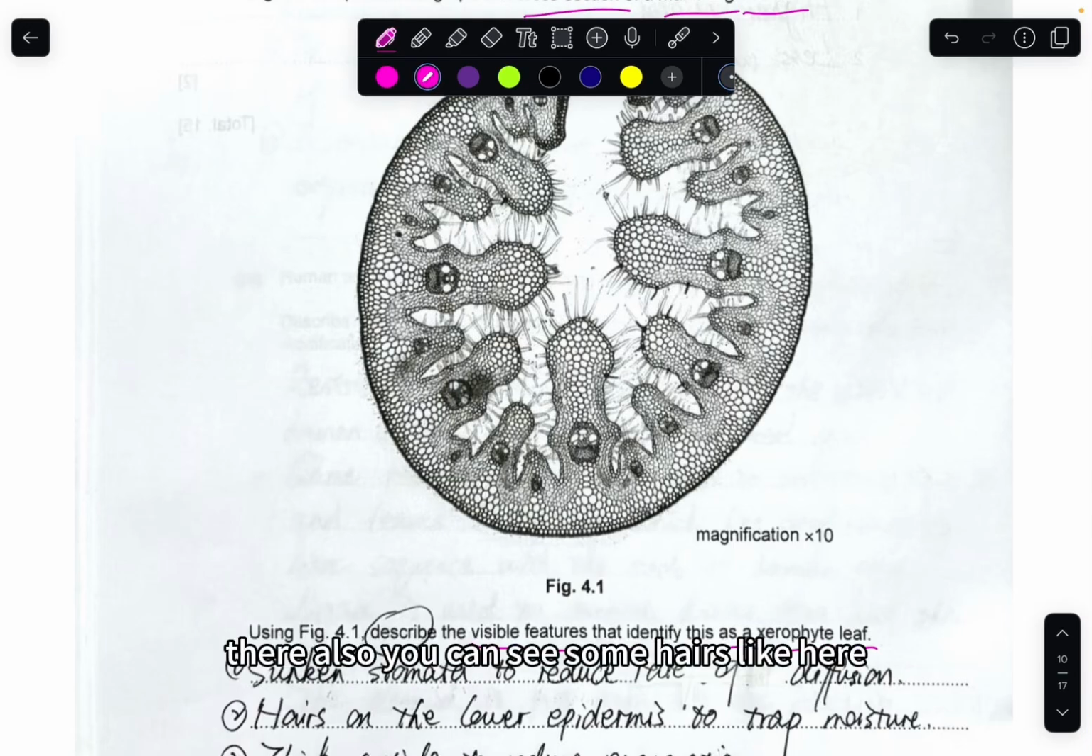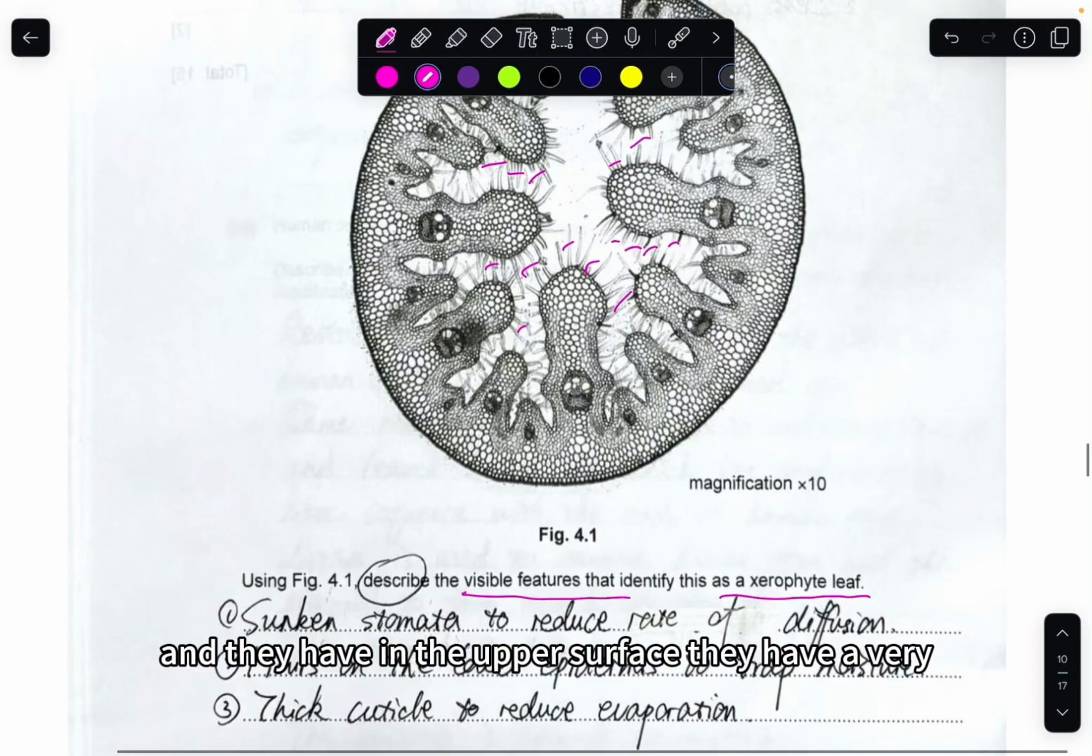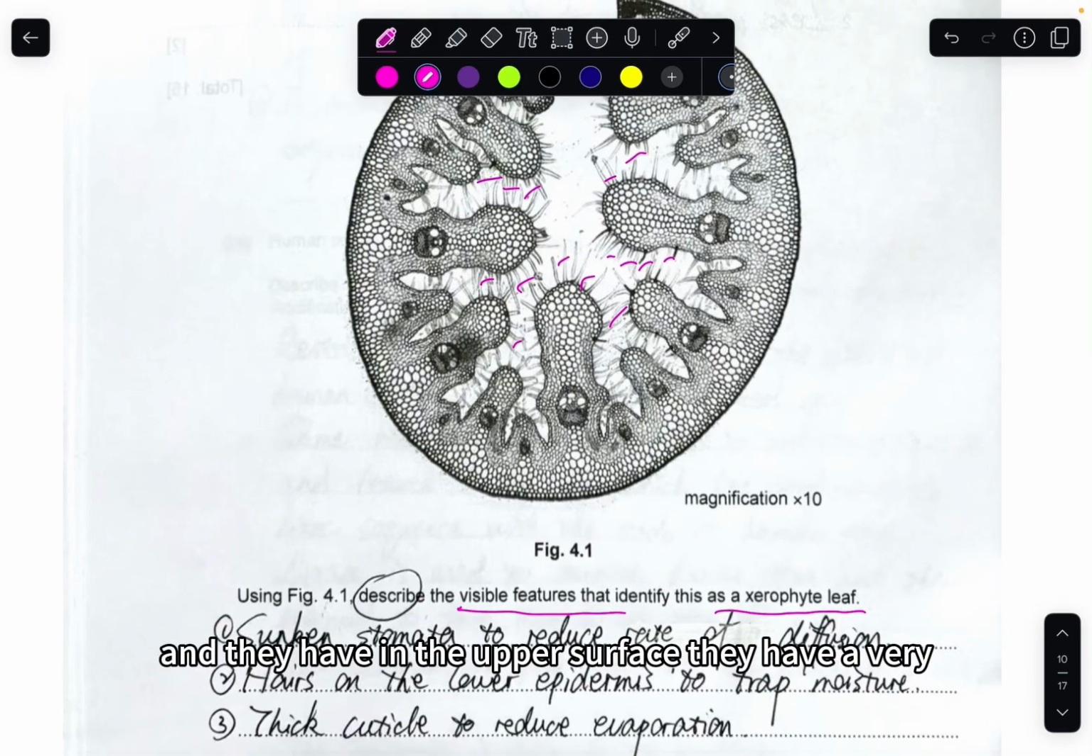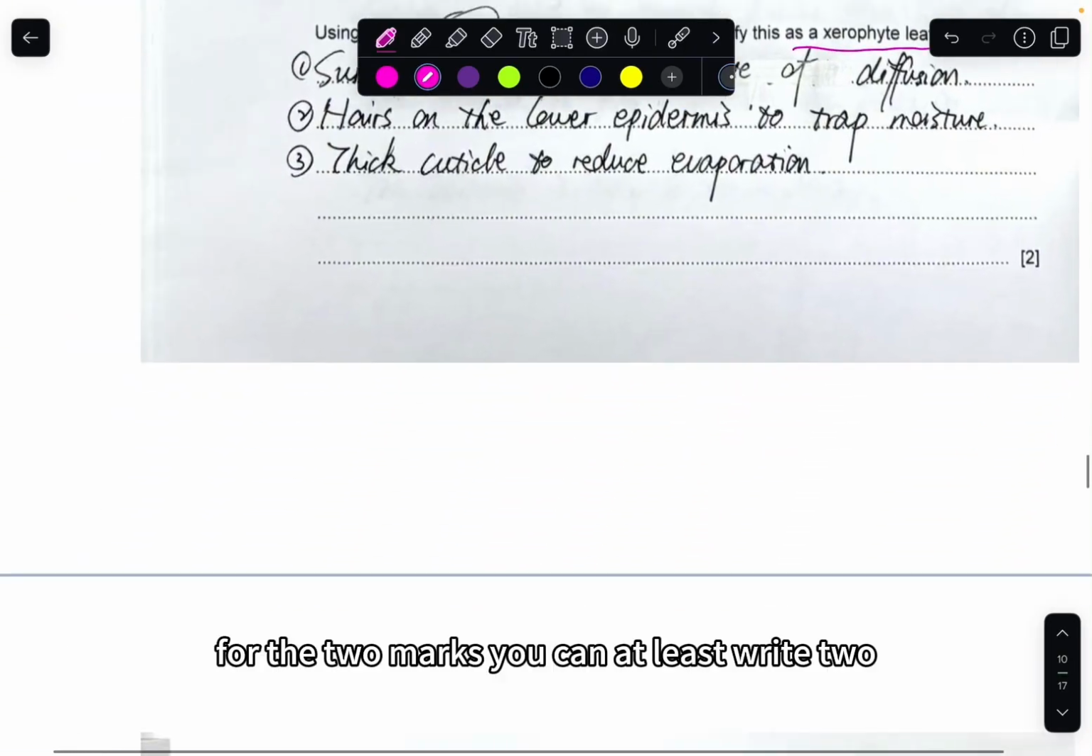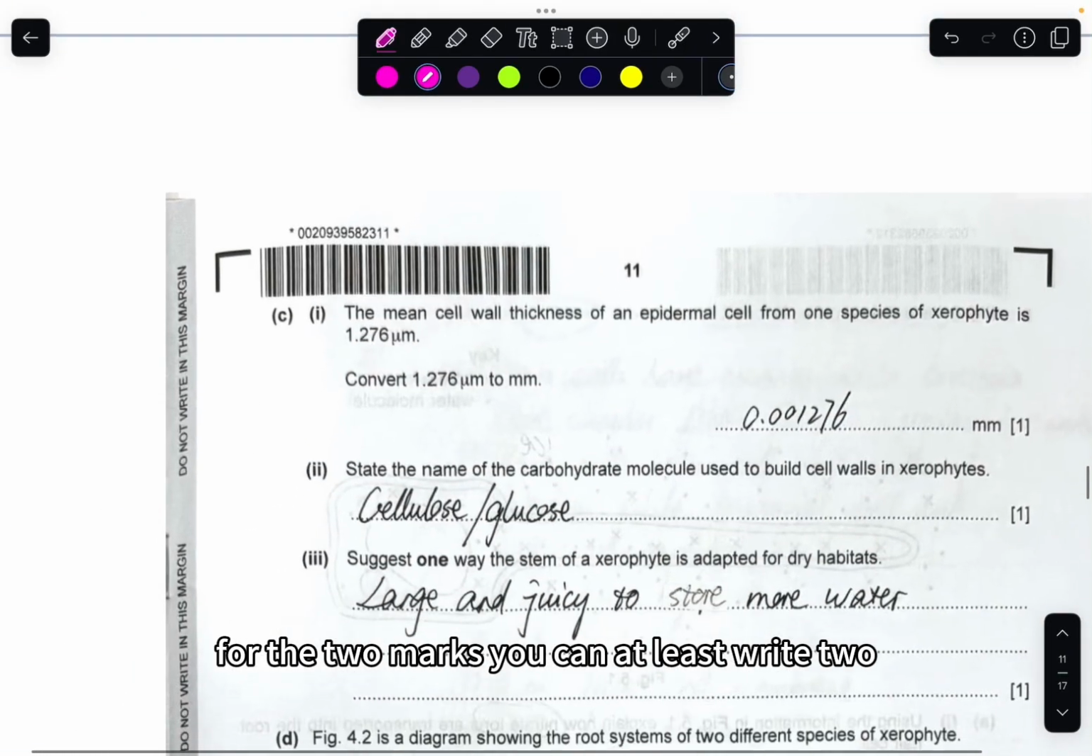There are also some hairs, like here. These hairs can trap moisture in the atmosphere. So this can also help the plant to decrease the rate of transpiration. And on the upper surface, they have a very thick cuticle. It's a waxy layer that helps the plant to save water. For the 2 marks, you can at least write 2.